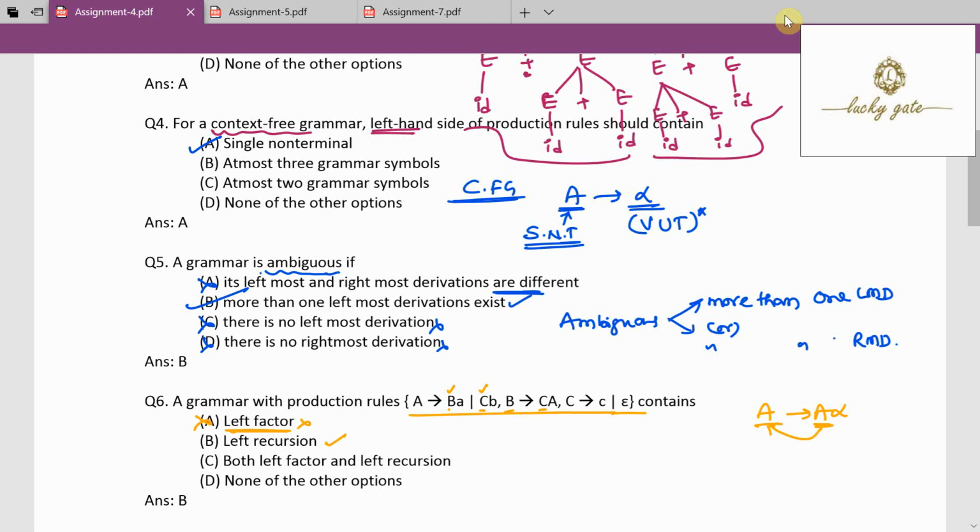Here let us see an example. A tends to BA is a production. This B, if replaced with CA, gives CAA. This C may be replaced with small c or epsilon. Suppose this C is replaced with epsilon, then it is going to be AA. Now it is a production whose leftmost symbol in the RHS is same as LHS. Then I can say it is having a left recursion, but not direct left recursion. Instead we can call it, more specifically, indirect left recursion. We can say left recursion existed. So the answer is option B.